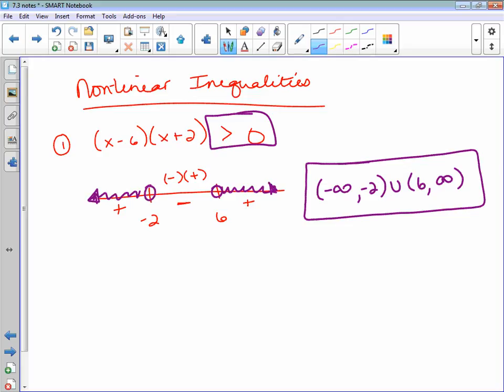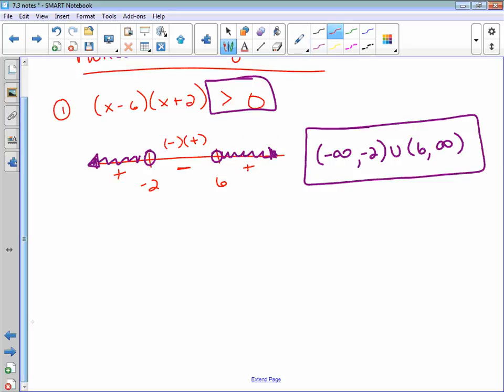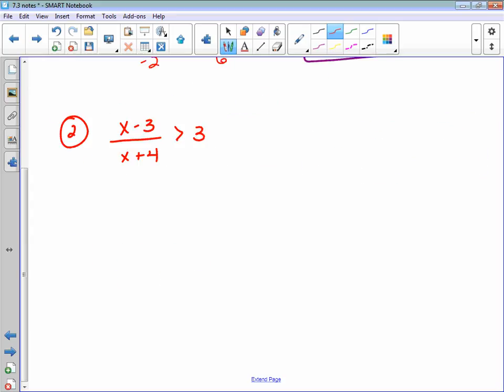Okay, we're gonna do one more. So guys, obviously sometimes you have to factor before you can set up your number line. You may have to think about what the quadratic is actually doing. The other way I can give you a nonlinear inequality is with a fraction. So x minus 3 over x plus 4 is greater than 3. Last one here, guys.